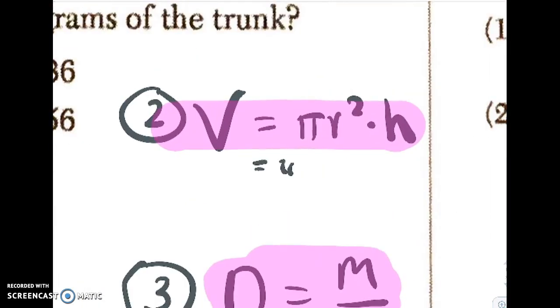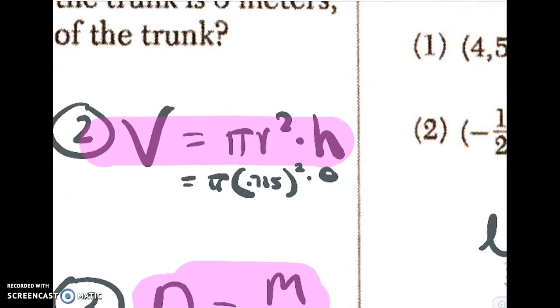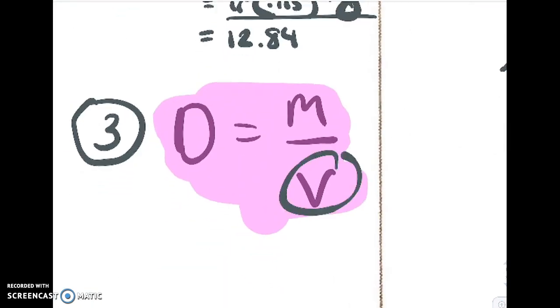So now I have pi r squared, and I think they gave you the height, which was 8 meters. So the volume, after calculating that, pi r squared h, comes out to about 12.84. Now we're going to take the 12.84 for volume down here.